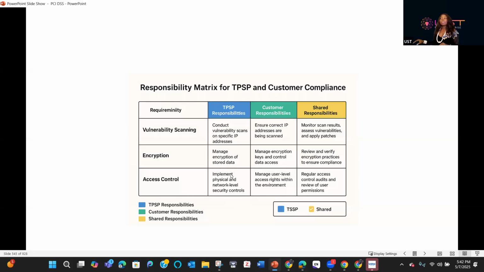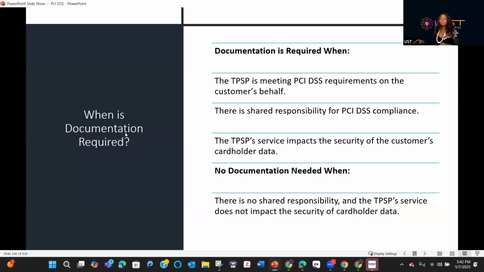Are they going to be applying some of the access control as well as the physical control that we did mention? What of access control? Implement physical and network level security controls. Manage user access rights within the environment. You see, if they are doing their physical and network level, do you also have to think of who within your organization needs to have access to that data? That's a question for you. But what are the shared responsibilities? First, regular access control audits and reviews of users' permissions. So that's something you guys can do to make sure that data is better protected.